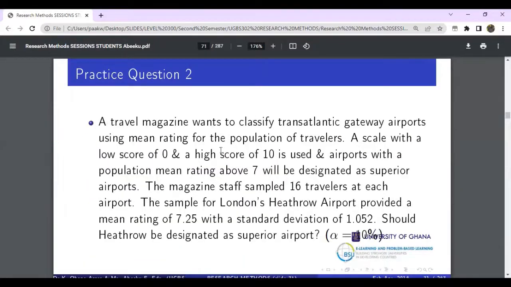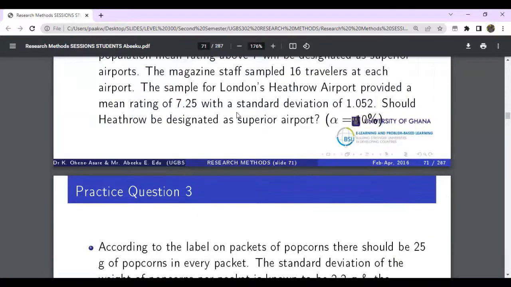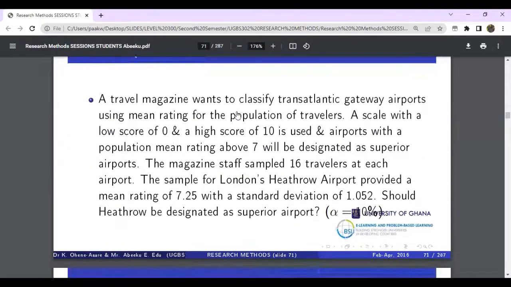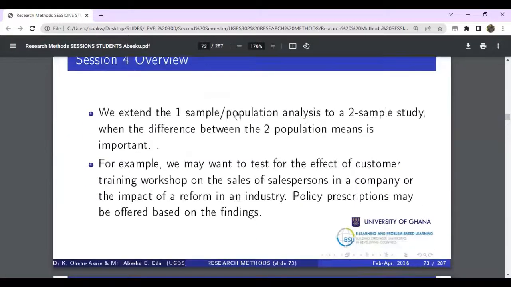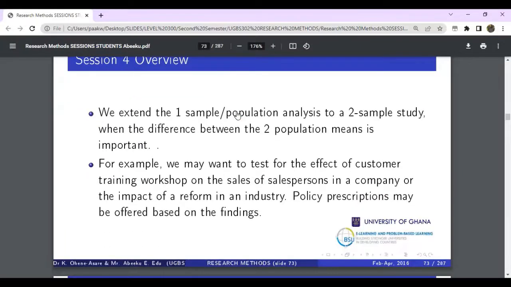So a travel magazine, and according to the label on the packet. There are two examples I want you to solve yourself. Then in section 4, we are going to look at the two sample study. We are going to learn the two population.